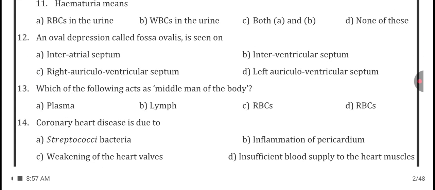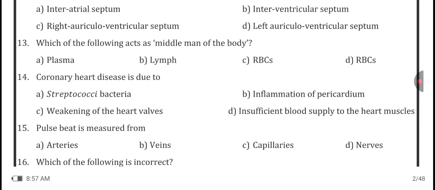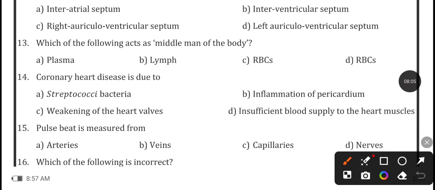Now which of the following acts as a middleman of the body? Option A is plasma, B is lymph, C is RBCs, and D is also RBCs. So here option B, lymph, acts as a middleman of the body.